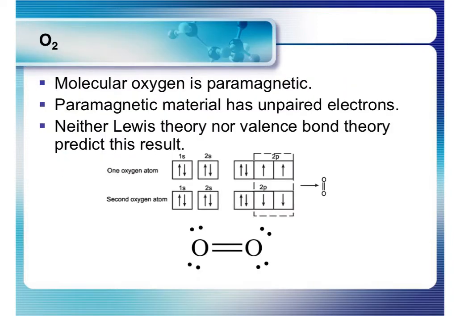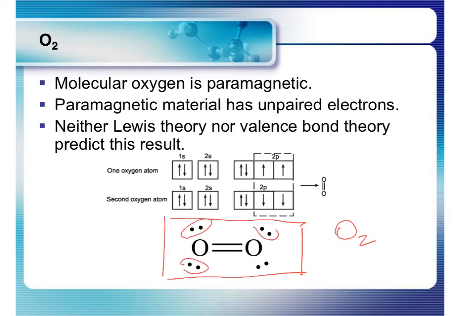So if we look back for a minute at the Lewis diagram of molecular oxygen, O2, it looks like everything's paired up real nicely. Okay, and that's what people thought back in the time. All the electrons are paired. It should not have magnetic properties. But lo and behold, it turns out that molecular oxygen is actually paramagnetic. There are unpaired electrons. And the Lewis theory, as well as valence bond theory, did not predict that.